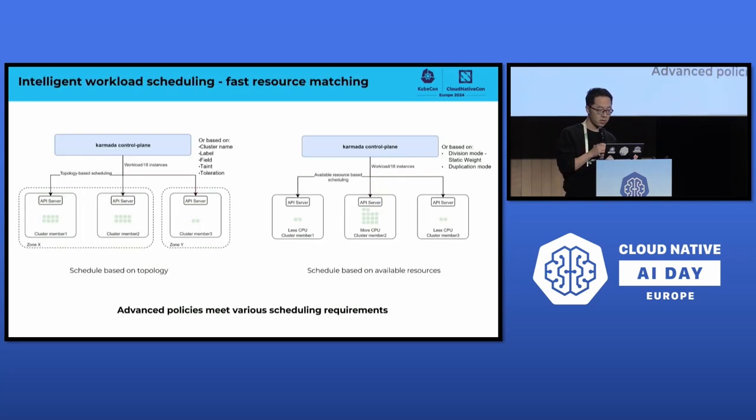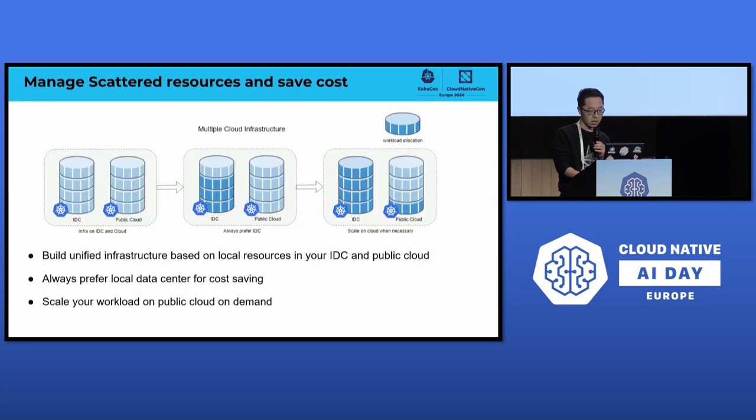And also from the multi-cluster layer, besides the resource usage, we also support the topology requirement and help users achieve, for example, the zone level availability requirement as well as other topology level requirements. And in other cases, there are requirements about the preference of different clusters or different data centers. For example, one of the users always prefers to use the on-prem resources. And then if there's not enough resource, go to the public cloud.